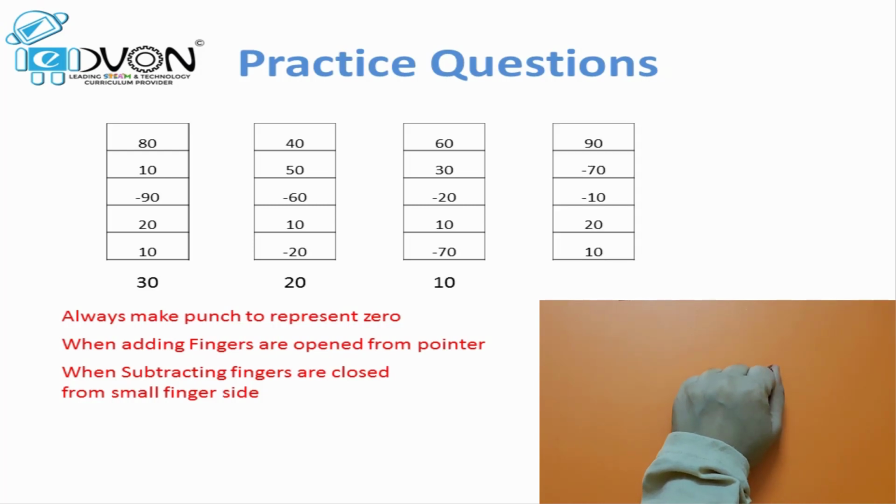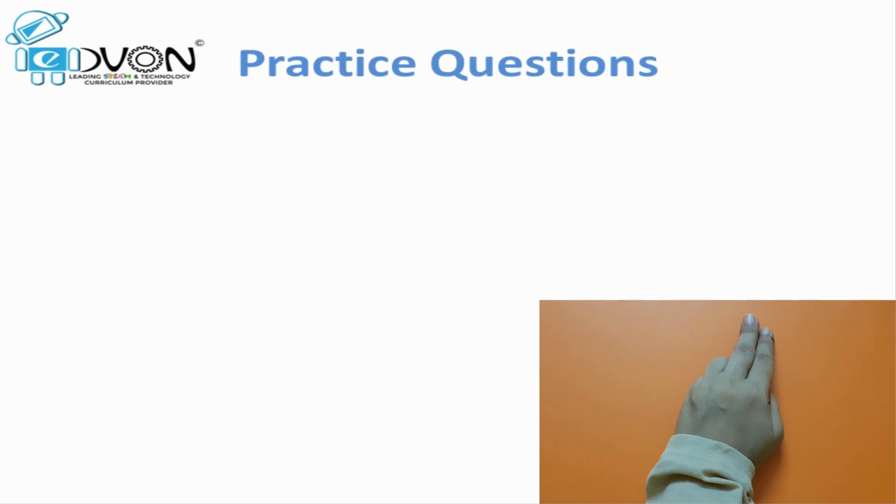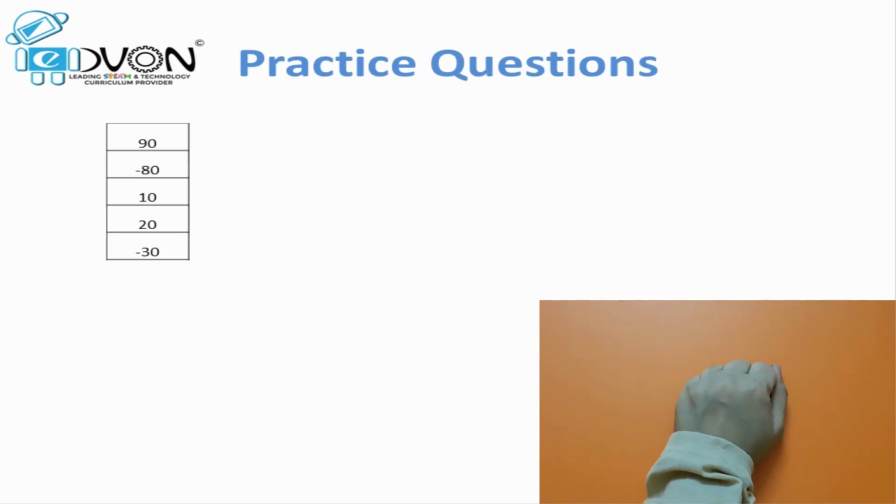Next question, 90 minus 70 minus 10 plus 20 plus 10. Answer 40. Another question, 80 minus 30 plus 20 plus 10 minus 60. Answer is 20. We will practice a few more questions to increase our speed. Let's start. Make punch. Ready?